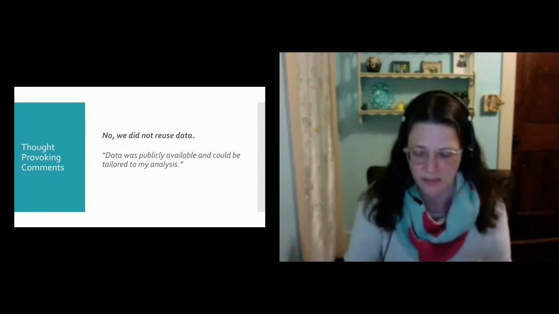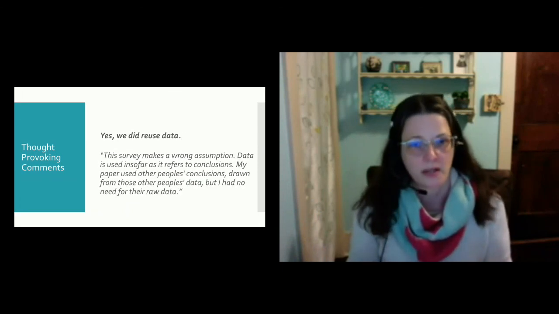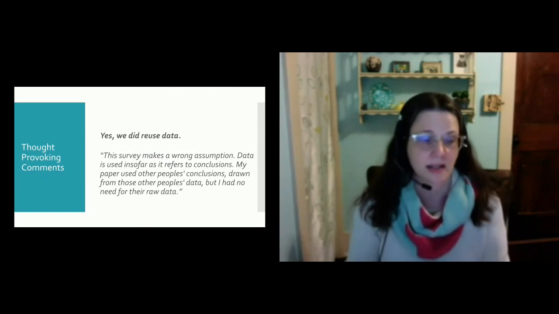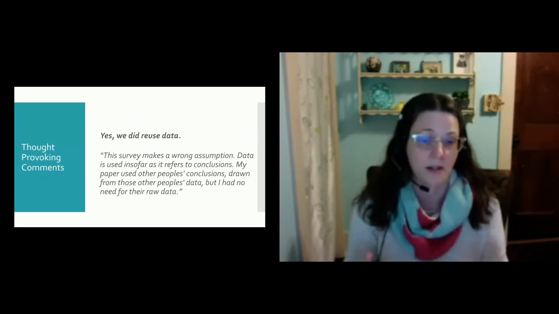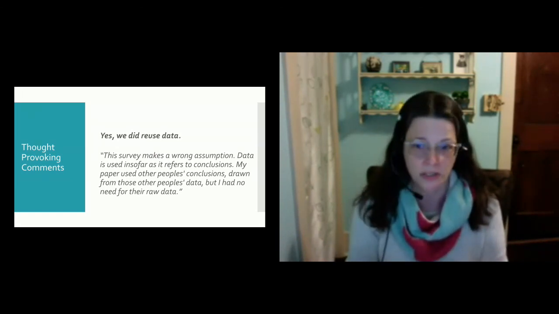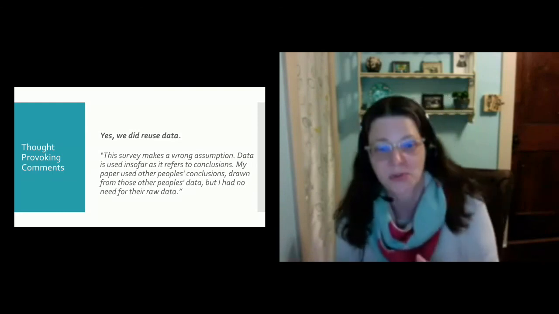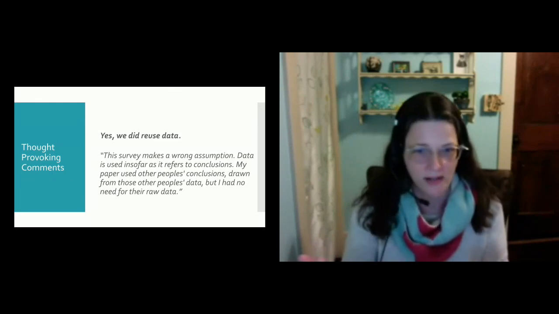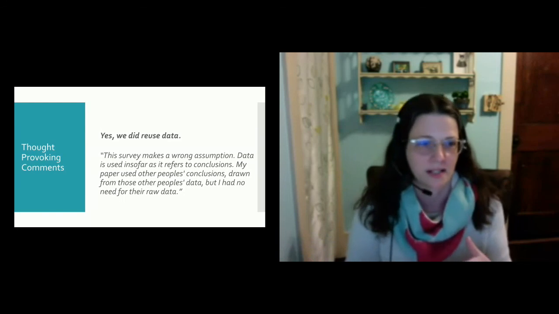So it seems that they didn't really need access. This is, to me, the most evocative comment of the whole survey, which was someone who said that they did reuse data, but then went on to say that we've made the wrong assumptions, that data are used insofar as it refers to conclusions. The citing author's paper used other people's conclusions drawn from their data, hence why they said that they reused data, but had no need for the raw data.